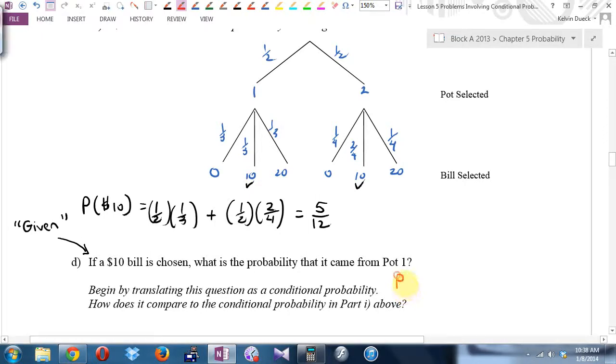To write this, you would say this, the probability of, what do they want me to find? In part D, what do they want me to find? That it came from what? Pot one. What do I know? What did they tell me that we got? Given that we got a 10. What I want to find, given what I know. That's how you're going to write it. And if you can write it that way, then we're actually going to go to our formula. Now, what's our formula? You want to look at your pink formula sheet, please?